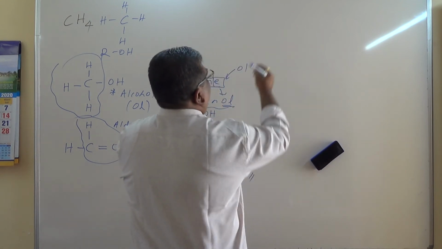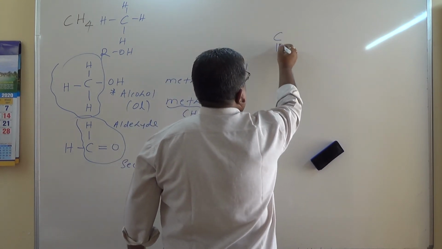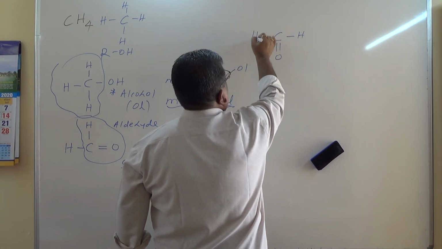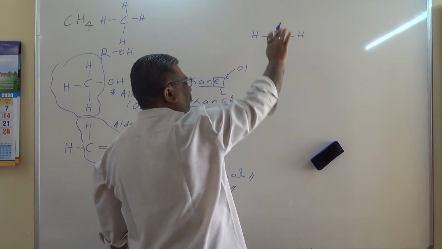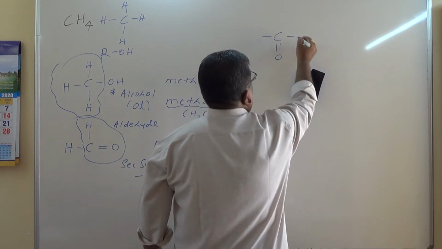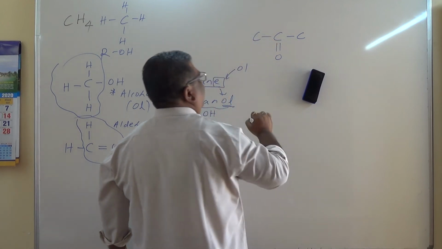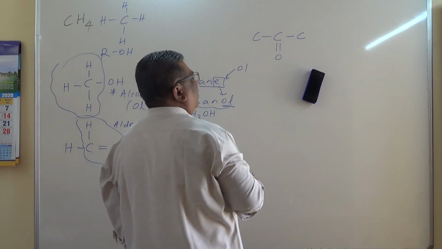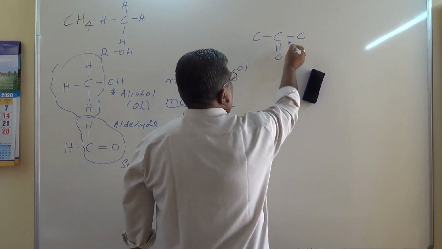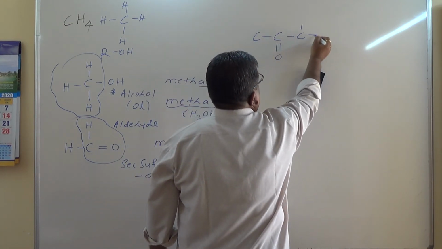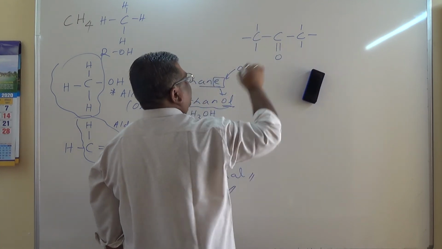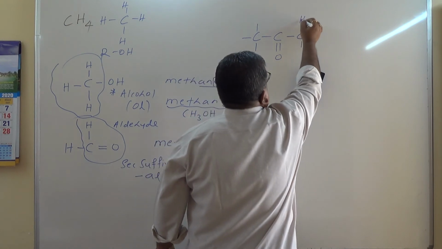Here I write C double bond O H H. It is not possible. This is not a ketone group, and therefore I'll change this with C here. One more C, one more C. Now definitely this is a ketone group. Balance the valences with rest of the hydrogens. 1, 2, 3, 4. 1, 2, 3, 4. 1, 2, 3, 4. Because carbon is tetravalent. H.